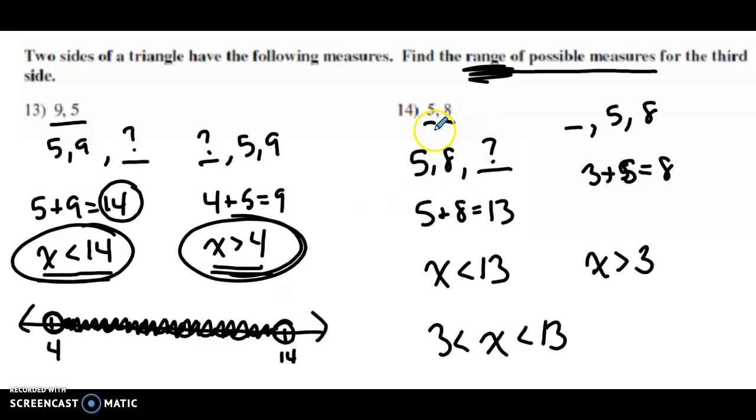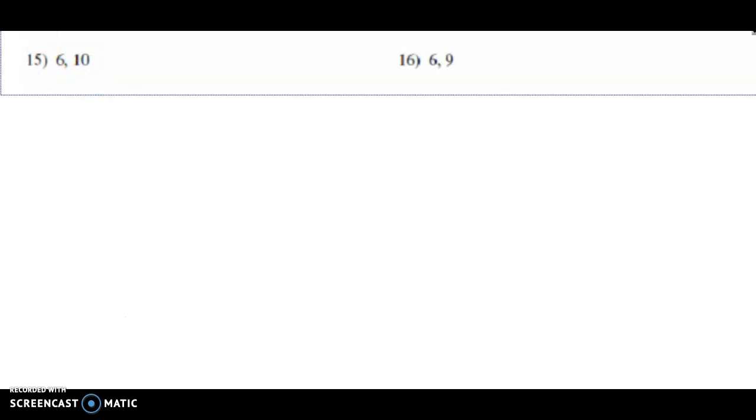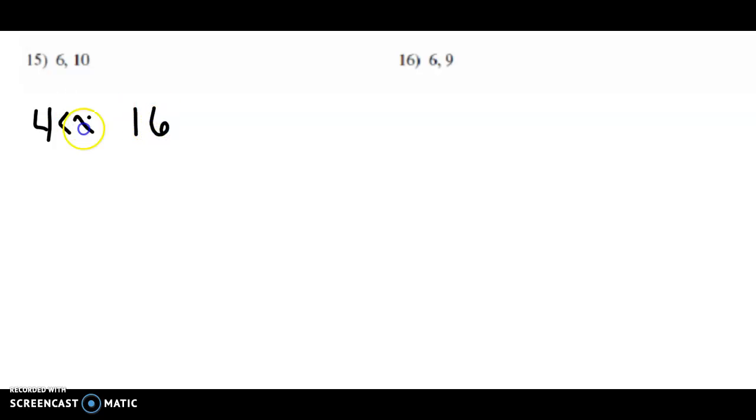Look here, 5 and 8. If I subtract 5 and 8, I get 3. If I add 5 and 8, I get 13. There's your pattern. There's your shortcut. So if we use that for this next one, 6 and 10, if I subtract 6 and 10, I get 4. If I add 6 and 10, I get 16, which is a shortcut to say all of my possible answers are between 4 and 16. Greater than 4, less than 16.